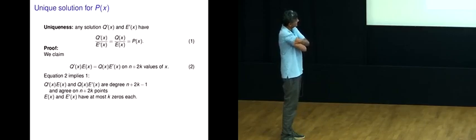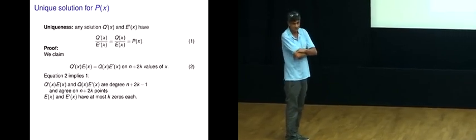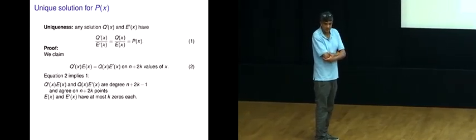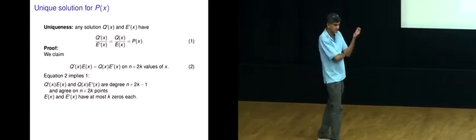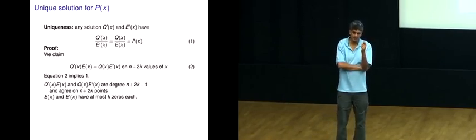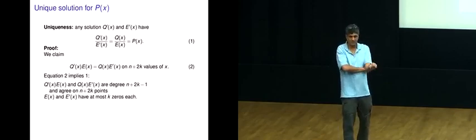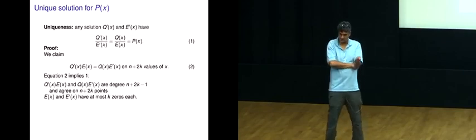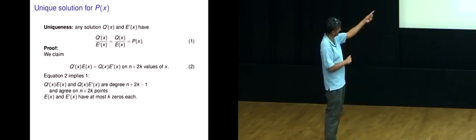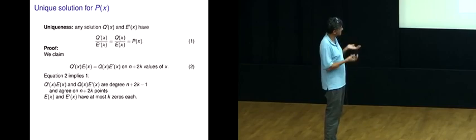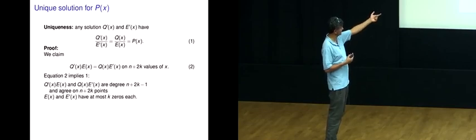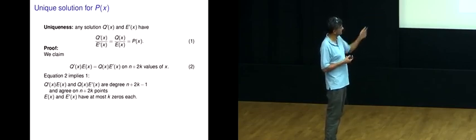Now, e of x and e prime of x have at most k zeros each, right? Why? Because e of x and e prime of x are degree k polynomials, and any degree k polynomial has at most k roots. So each one of these has at most k roots. These are completely different, right? There's just two solutions that popped out of my linear equations. But we know that the error polynomials, whatever they look like, have at most k zeros each.